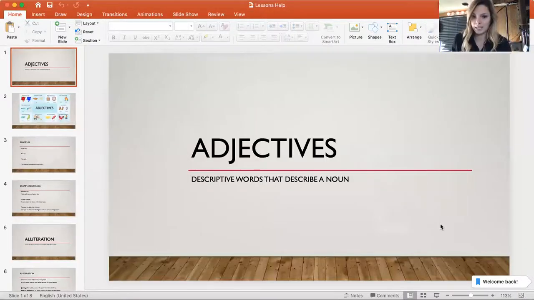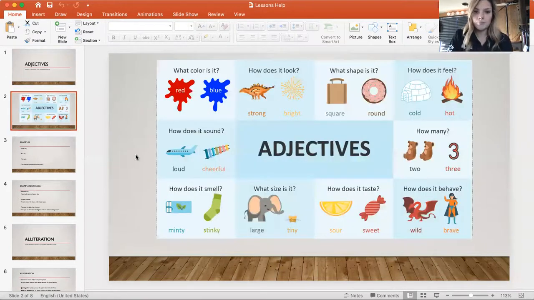One of those things is going to be adjectives. An adjective is a descriptive word that describes a noun. If you picture in your mind a word that describes something, that would be an adjective. For example, an adjective could be a color. If you're describing a blue cup, the adjective would be blue because it's describing your cup. You can describe how something looks, if it looks strong, soft, or bright. All those words describe what something might look like.